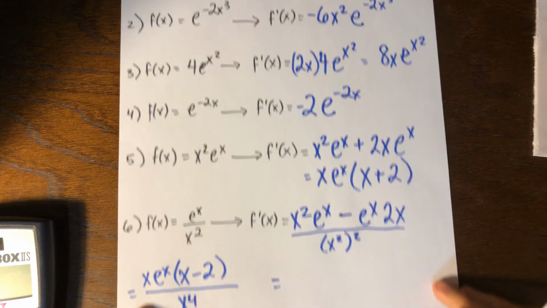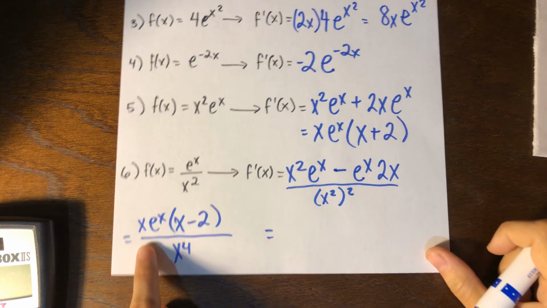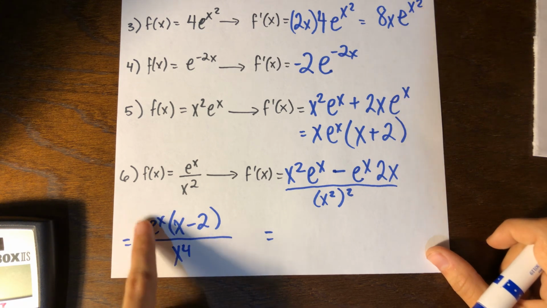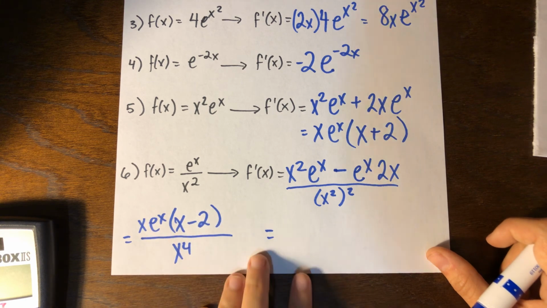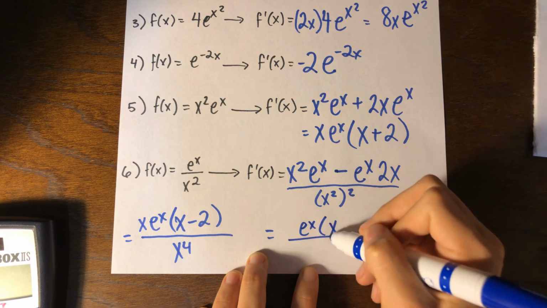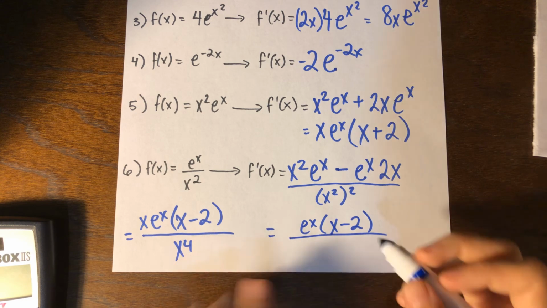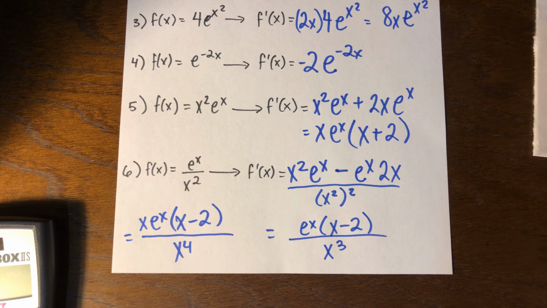Am I done now? No. The numerator and denominator have something in common. What would that be? They both have an x. This one has x to the 4th, that one has x to the 1. So if I divide, I can cancel the top one out, and this one will reduce by 1. So I'm left with e to the x times x minus 2 up top, because the x has canceled out, and this one loses a power, so it's just x to the 3rd. This one would be your answer, okay?